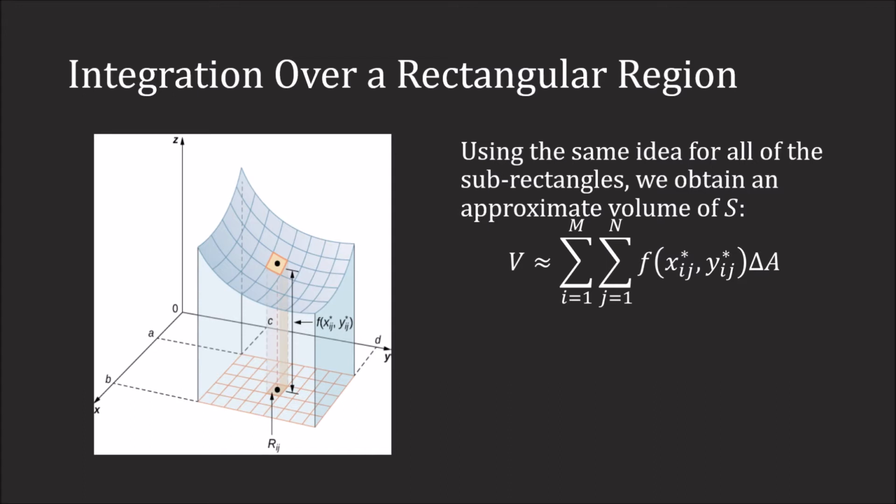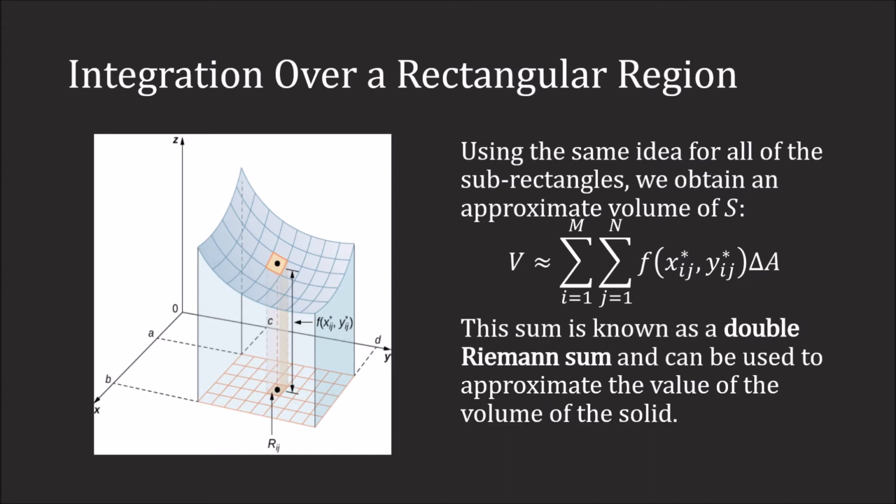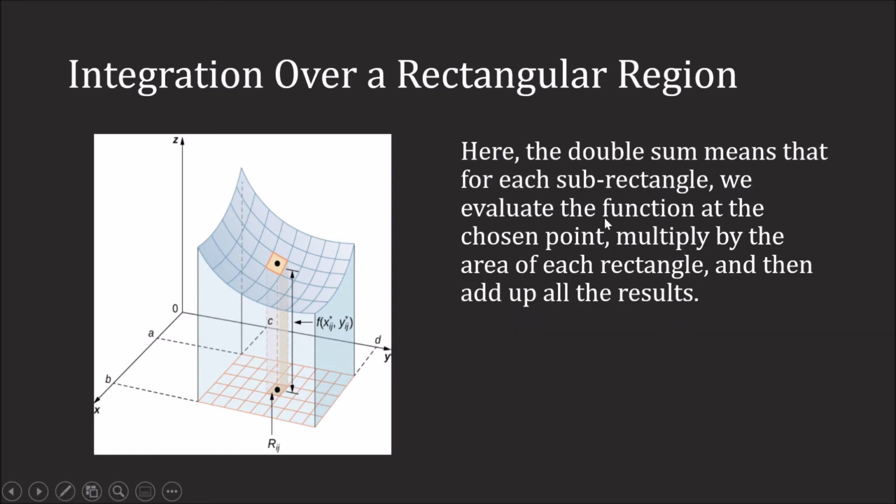Now this is known as a double Riemann sum, and it can be used to approximate the volume of the solid. What this double sum is saying is that for each subrectangle, we evaluate the function at the chosen point, multiply by the area of each rectangle, and then add up all of those results.